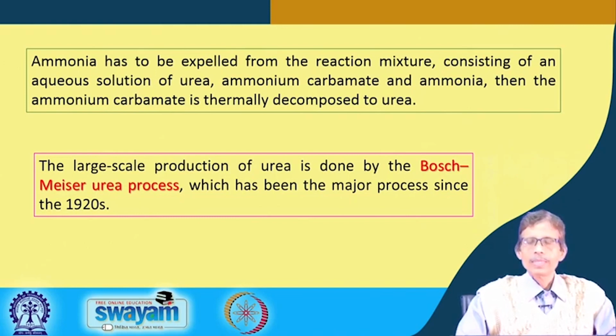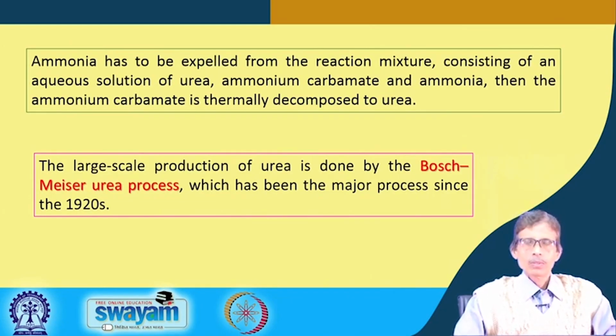Bosch is the name, which will immediately tell you it is of German origin. So, you see that it was first prepared in Berlin. Friedrich Wöhler did it in 1828, but you see it took around 92 years to produce industrially a large amount of urea by this particular process, and it was the major process basically since the 1920s for urea production.